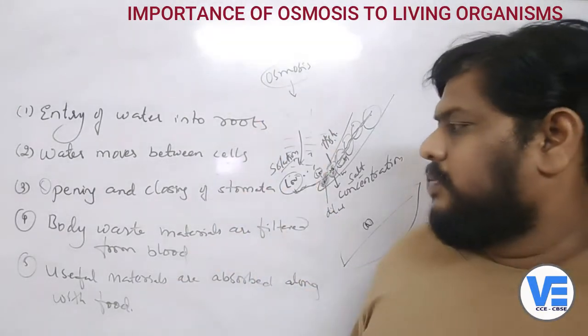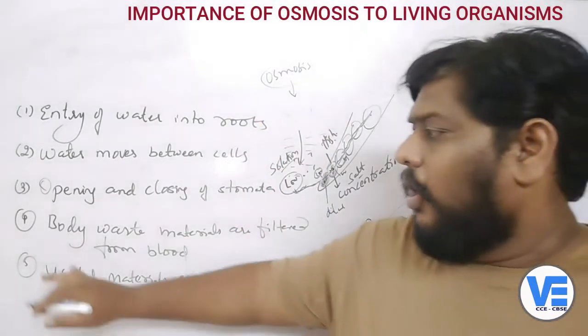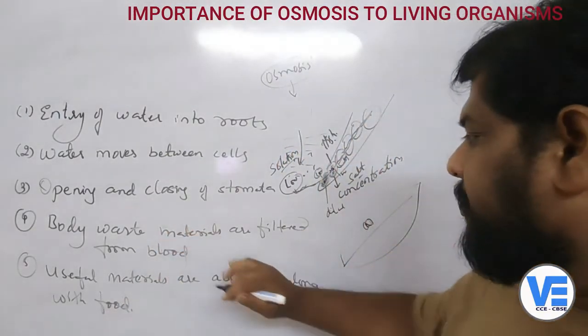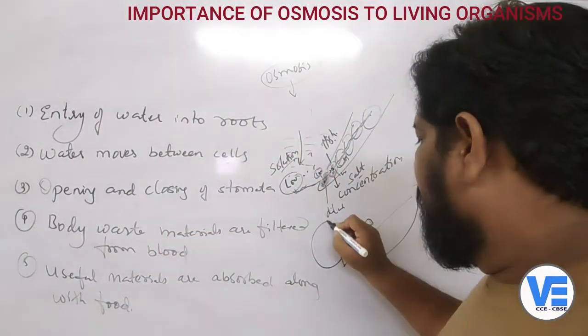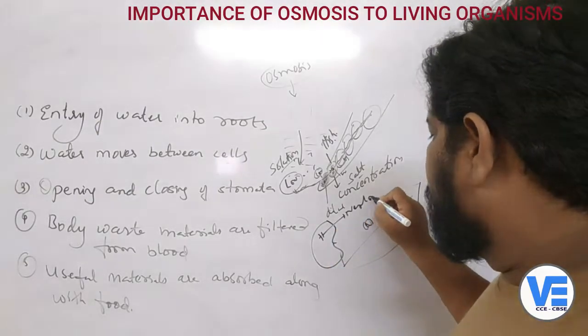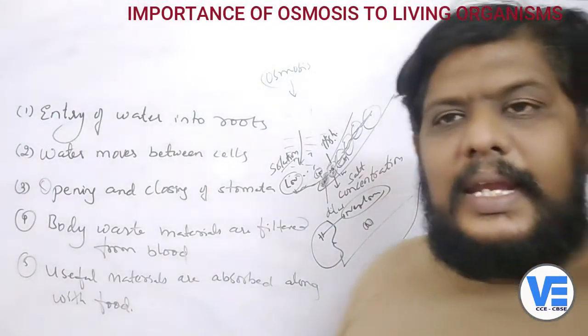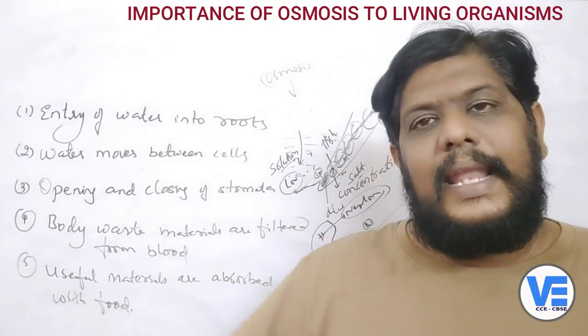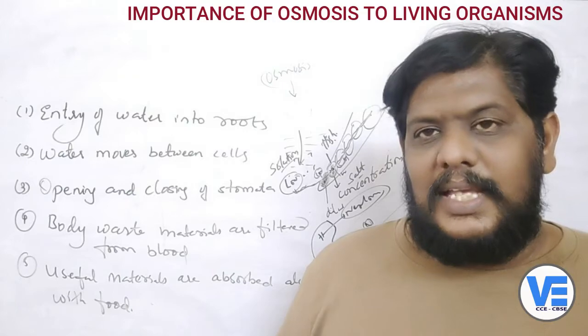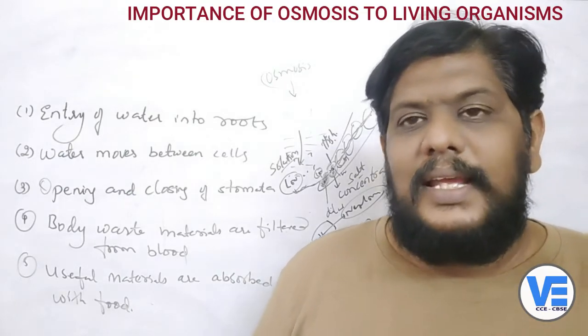That is osmosis. And then all our bodily waste material is filtered from the blood. Especially this process will happen in the kidney, that is also in the nephron. Nephrons are the structural units of kidneys, which we will be learning in the next class, that is in the 10th class, in the chapter which is called excretion.